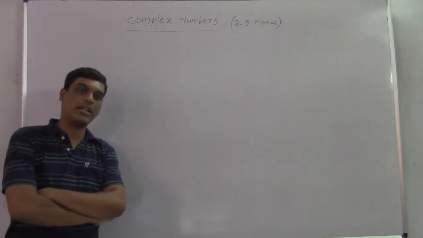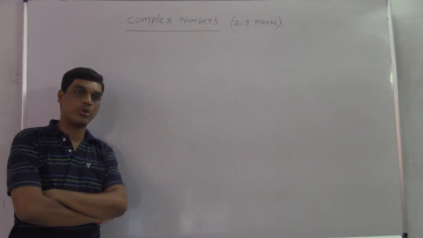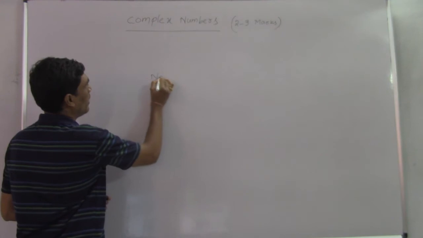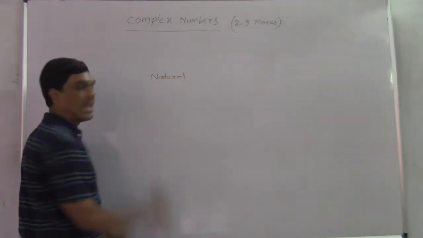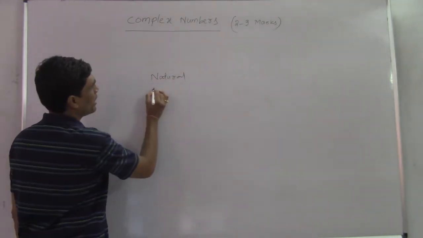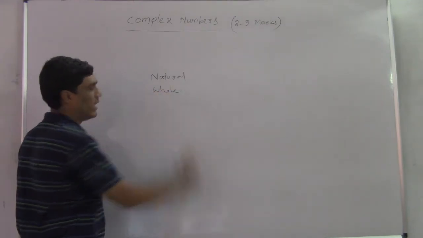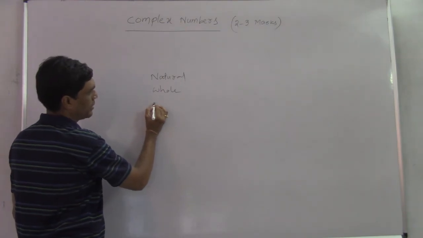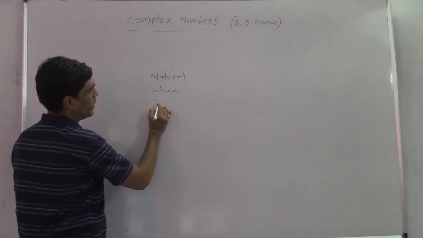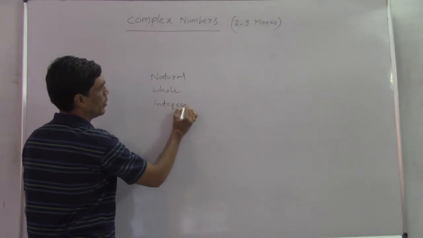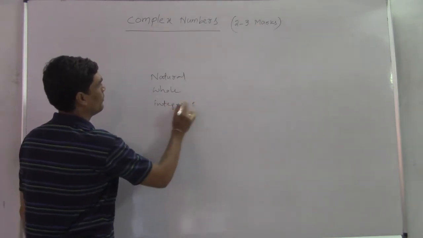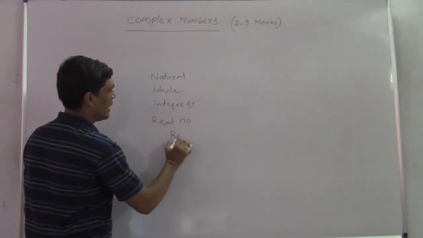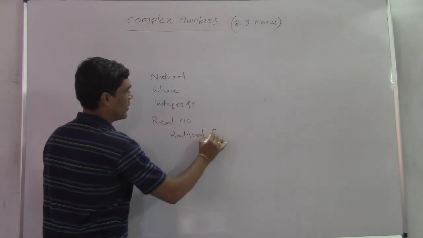So if you observe, normally up to 10th class level, you have studied about number systems. In number system, which type of numbers you have? One number is natural numbers. Next one is whole numbers. Next, integers. Okay, next you have real numbers. In that one you have rational as well as irrational.